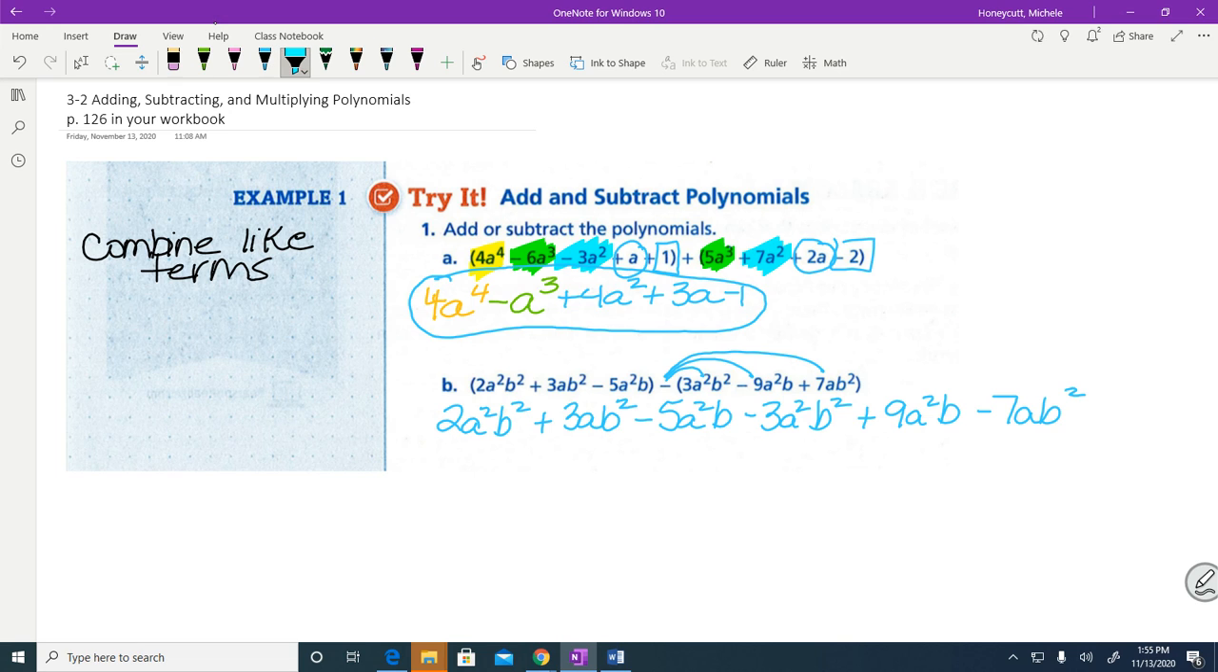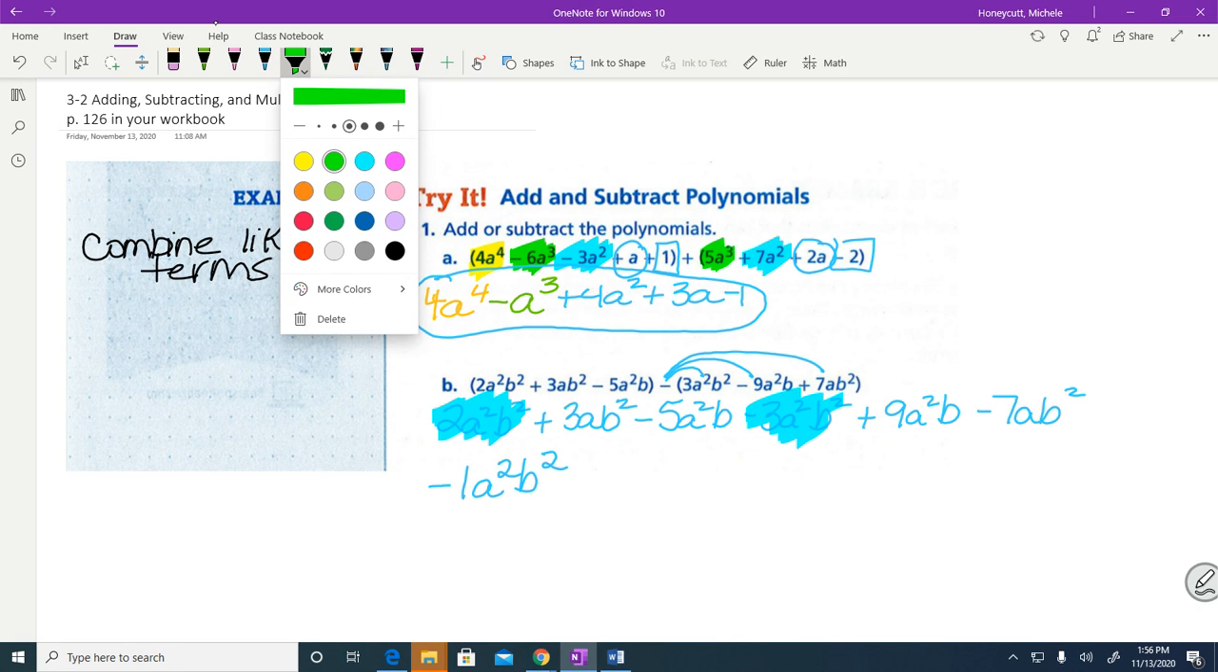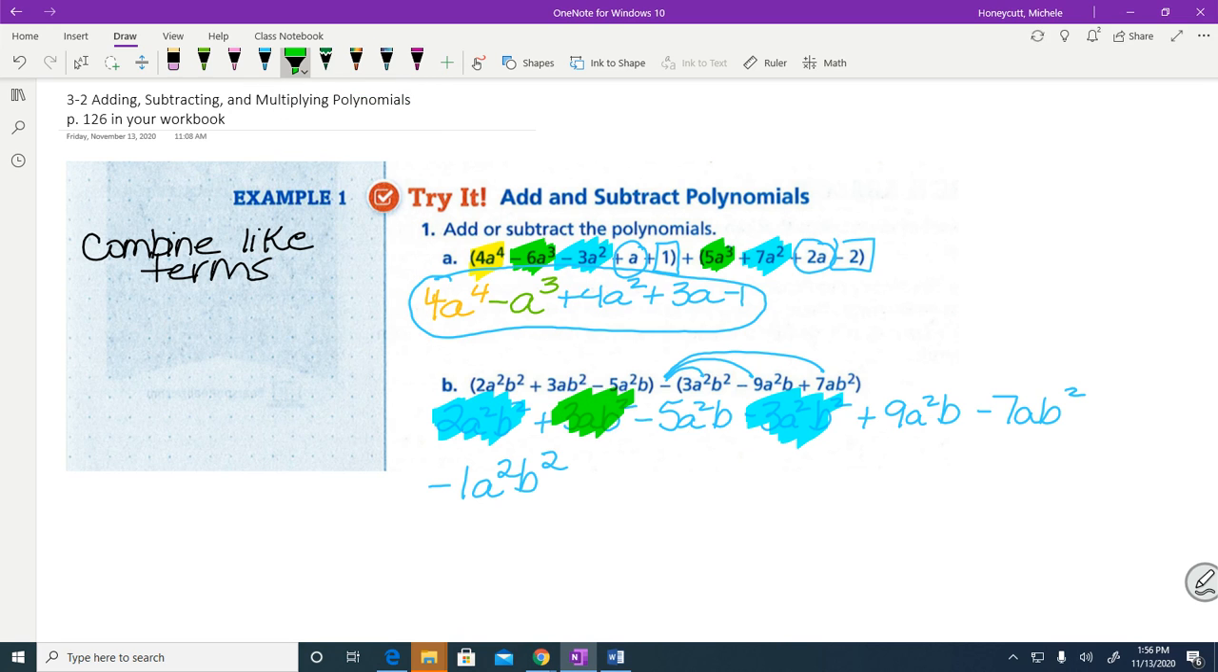So let me grab a color. 2a squared b squared, for it to be a like term, the other like term would have to have an a squared and a b squared. So this one does. So 2 minus 3, combine those coefficients, I get -1a squared b squared. Then a like term with 3ab squared would also have to have an a to the first power and a b squared, which is right here. Those two are like terms. So 3 minus 7 is -4ab squared.